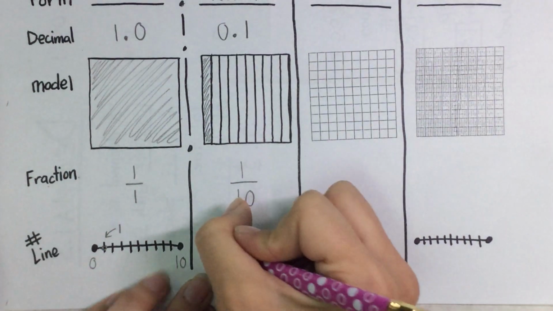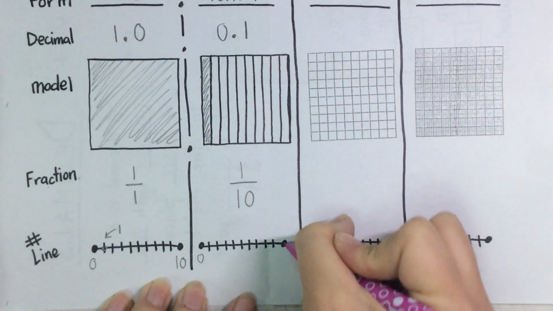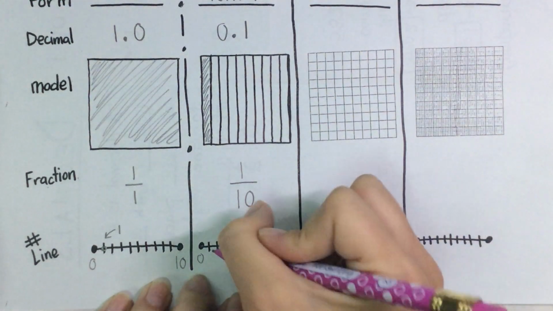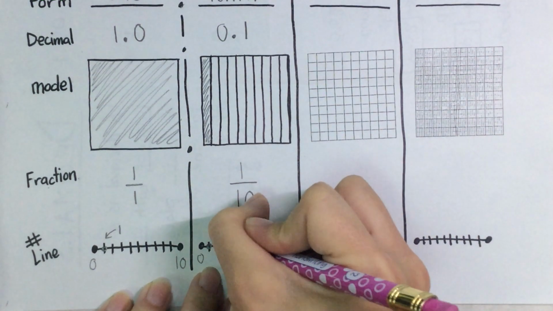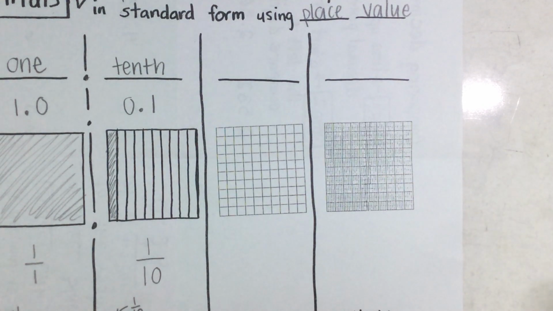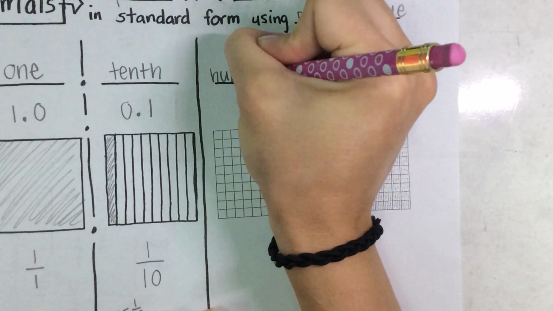Our number line, we're going to start at 0, but this time our number line is going to go to 1 because it's split into 10 equal parts, so 1/10 is represented right here. All right, let's move on to our next place value. To the right of our tenths place is our hundredths.